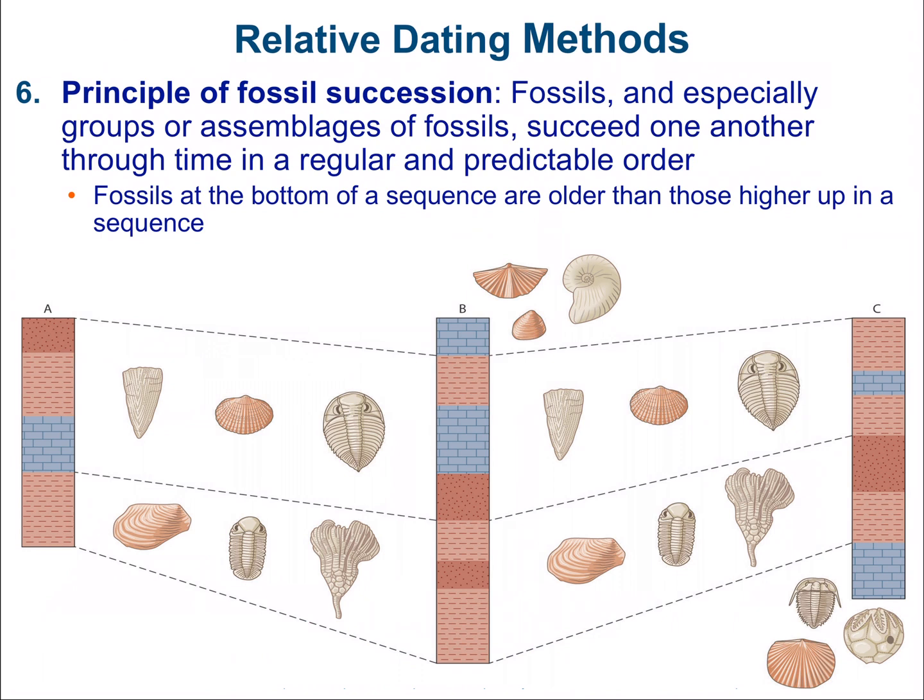So we also have another relative dating method, our principle of faunal succession, or fossil succession. That tells us that fossils, especially groups or assemblages of fossils, succeed one another through time in a regular and predictable order. So fossils at the bottom of the sequence are older than those higher up in the sequence. So we can put events in order by just looking at the fossils that are contained in those beds. So those are our 6 principles of relative dating.